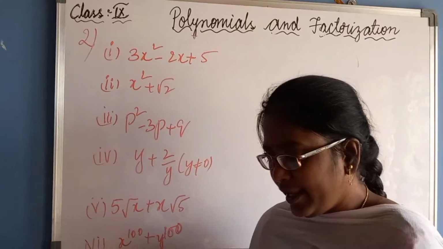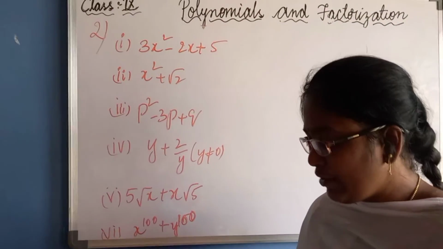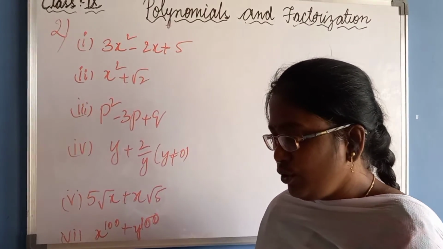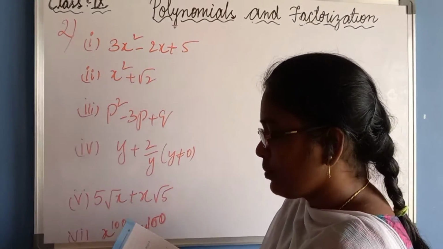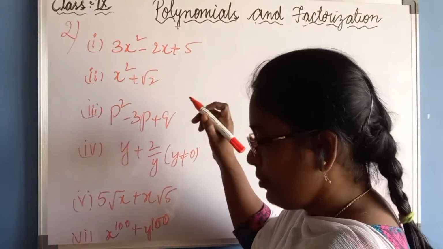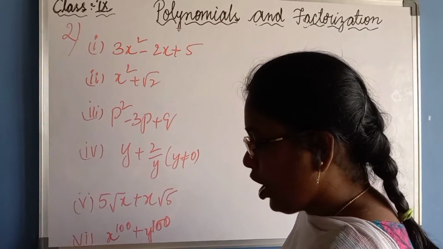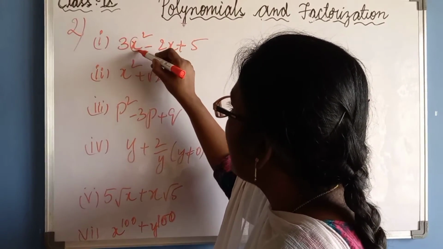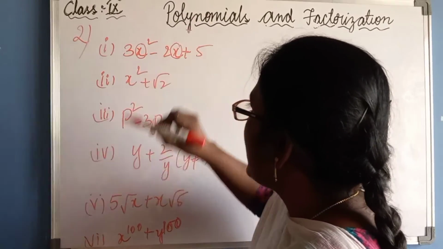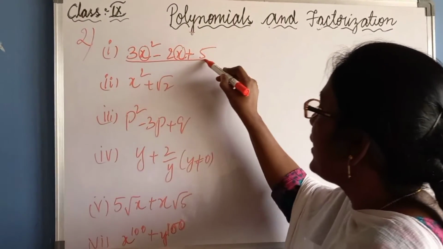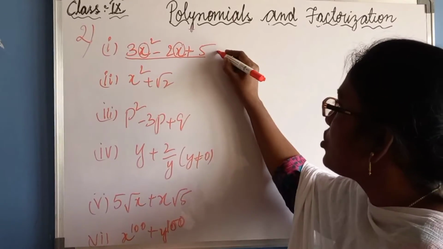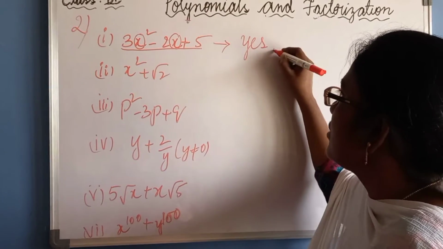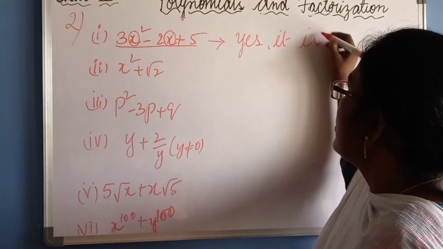Which of the following expressions are polynomials in one variable and which are not? Give reasons for your answer. You need to check in these expressions whether the polynomials are in one variable or not. In the first expression, x is a variable and again x is a variable, so this expression contains only one variable. Hence it is true, it satisfies.